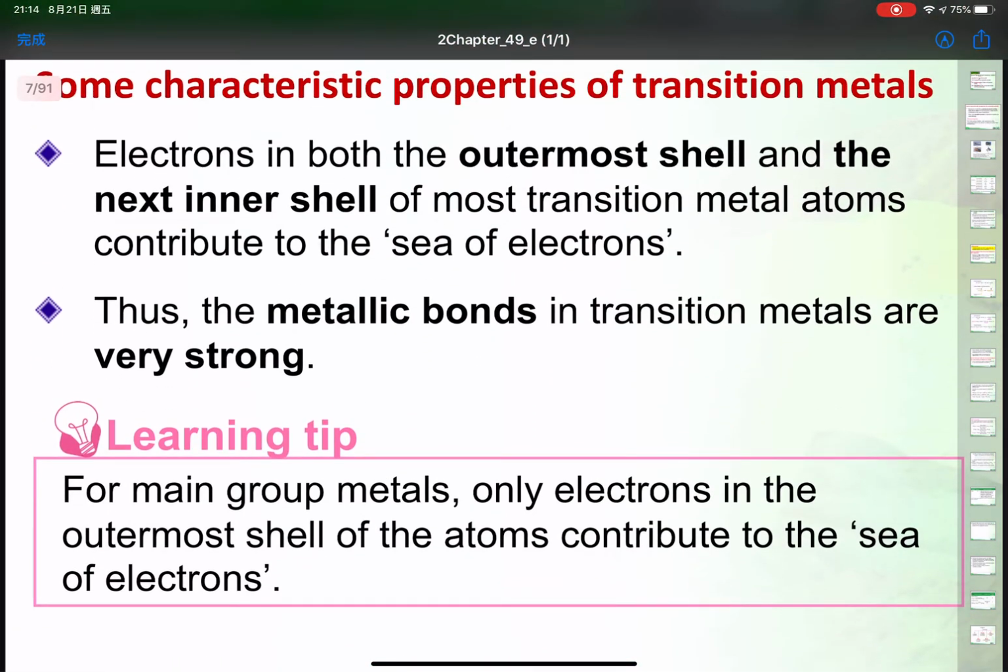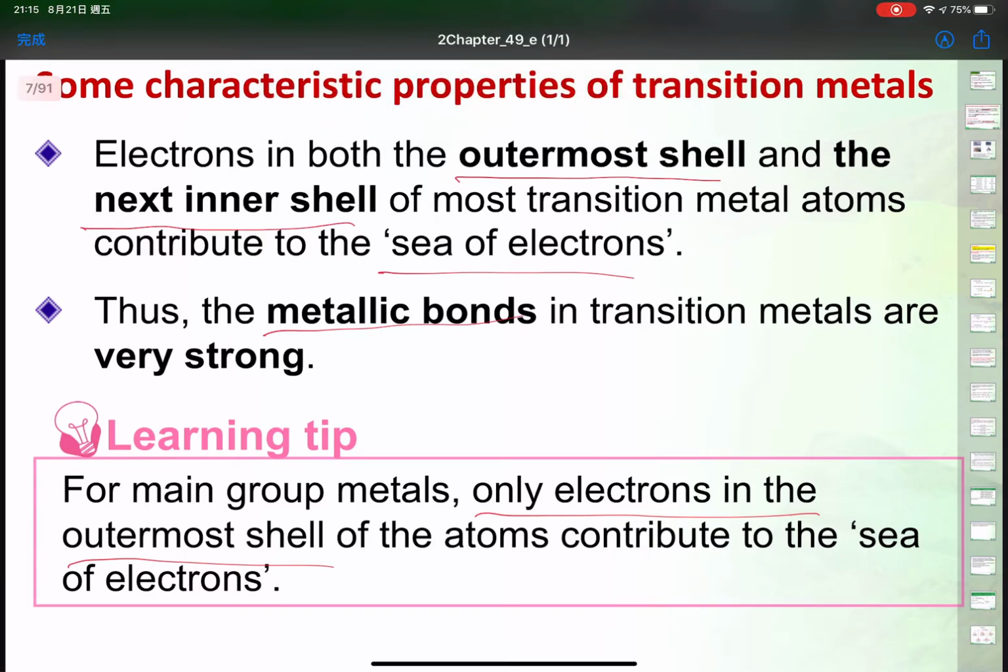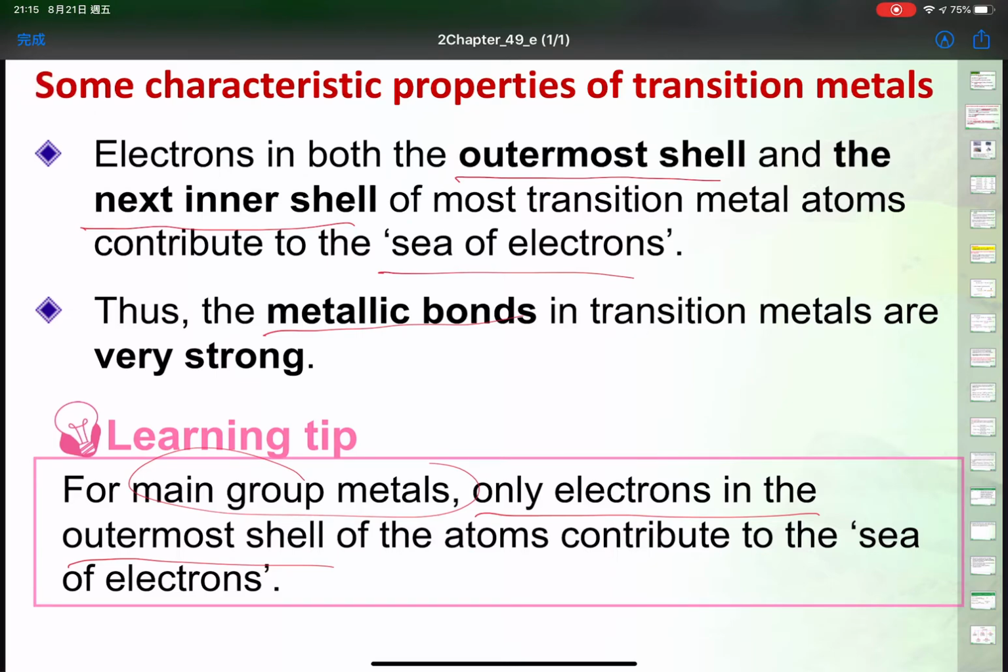Electrons in both the outermost shell and the next inner shell of most transition metal atoms contribute to the sea of electrons, so that they can have a strong metallic bond. Because the outermost shell electrons can become the sea of electrons, they can conduct electricity. For the main group metals, only the electrons from the outermost shell contribute, but for the transition metals, both the outermost shell and the next inner shell donate electrons.